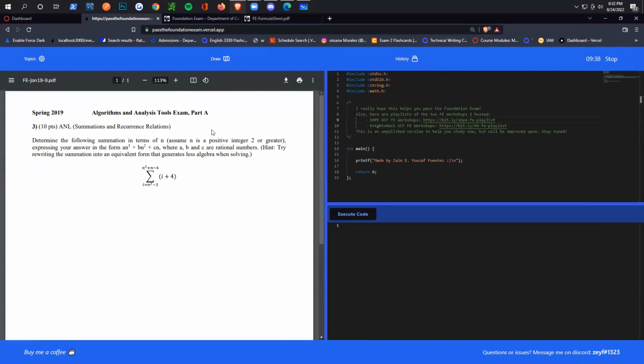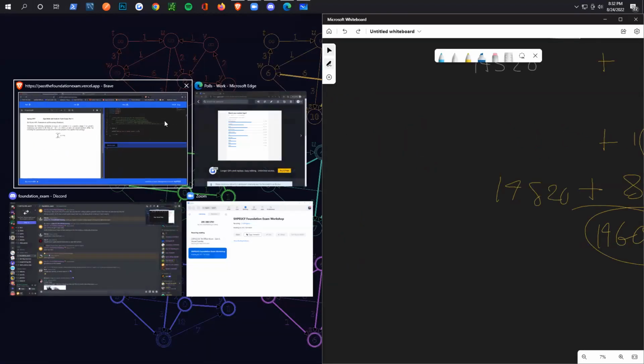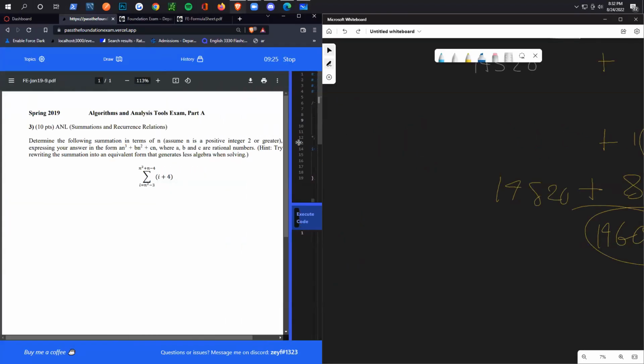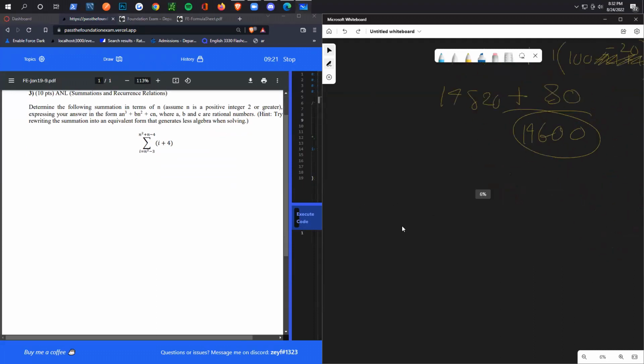Okay, by the way, guys, if you can get this, you can get any question on summation, trust me. When you see the solution, I'll explain the solution that they gave, and I'll also explain the solution that 99.9% of people are going to do. So let's just write this down.